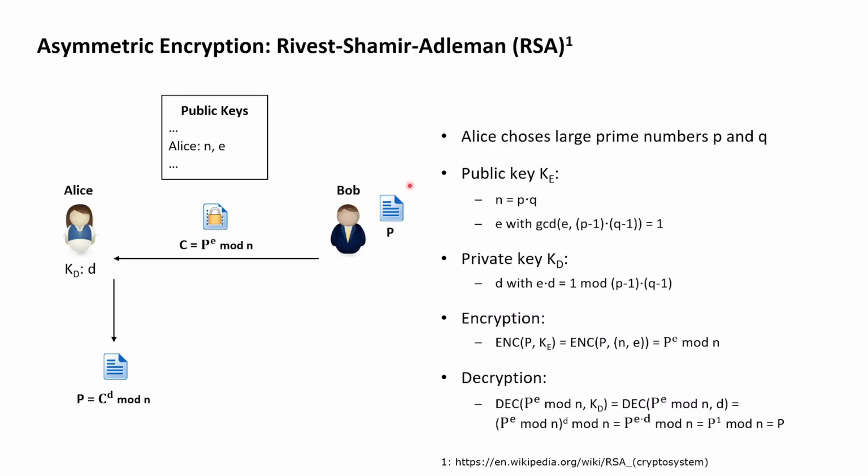An absolutely quintessential asymmetric encryption scheme is RSA. RSA stands for Rivest, Shamir, and Adelman, which are the names of a computer scientist and two mathematicians who, back in 1977, published the asymmetric encryption scheme that we are about to get to know now.